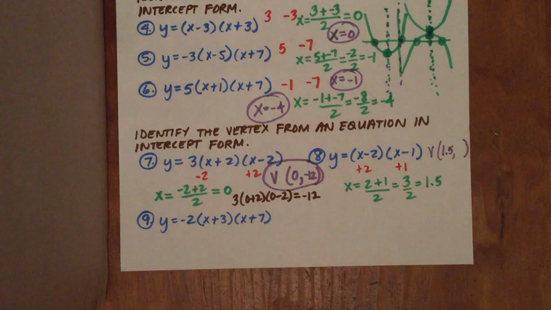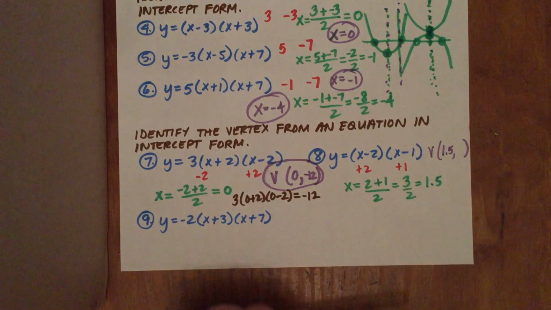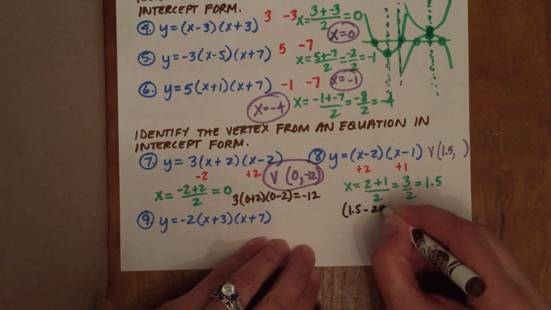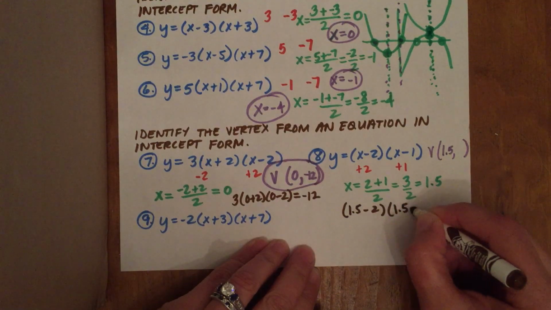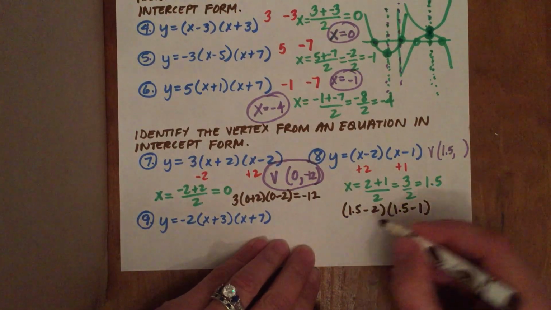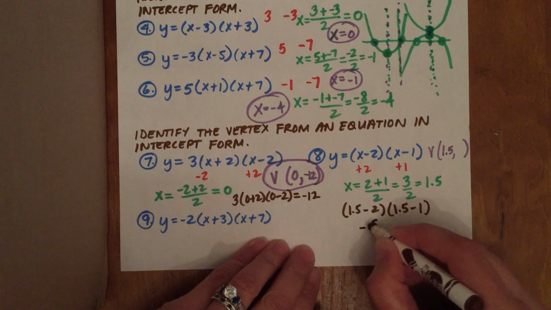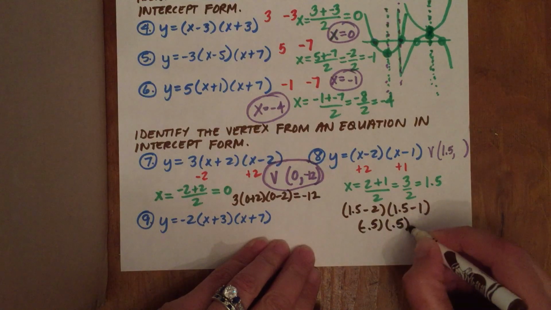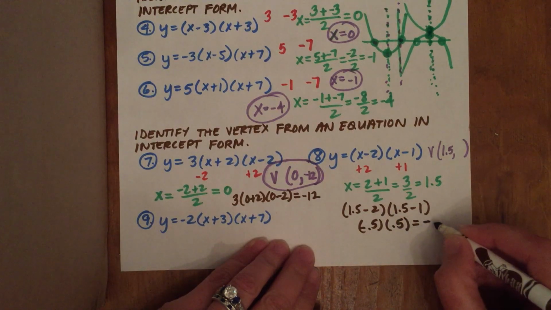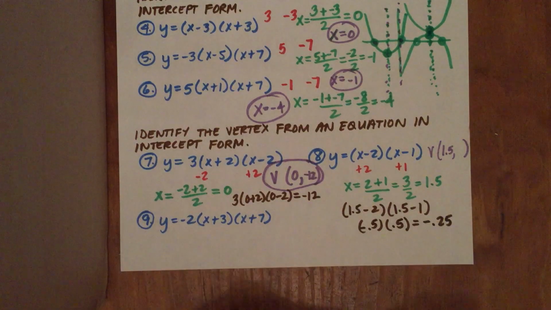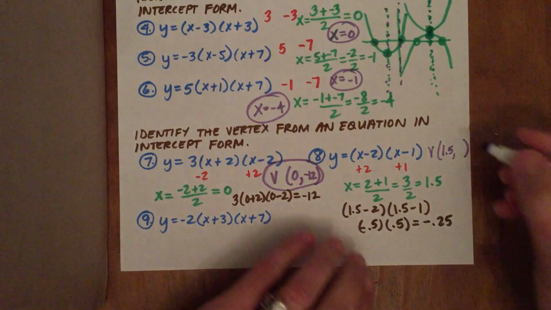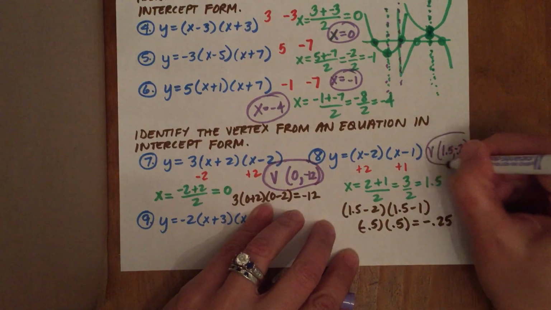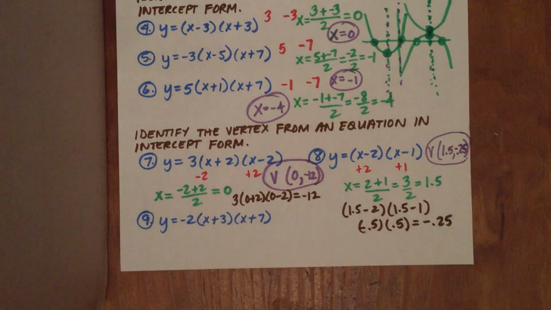So to find my y-coordinate, I'm going to take that 1.5 and plug it back into the equation. So I've got 1.5 minus 2 times 1.5 minus 1. And when I multiply that together, I get negative 0.5 here, and I get 0.5 here. And when I multiply those two together, I get negative 0.25. So the y-coordinate of my vertex is negative 0.25. And there's the vertex for my second one.